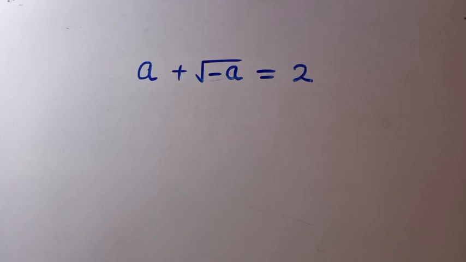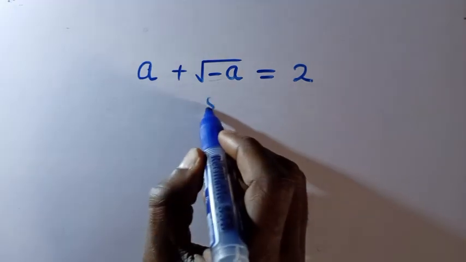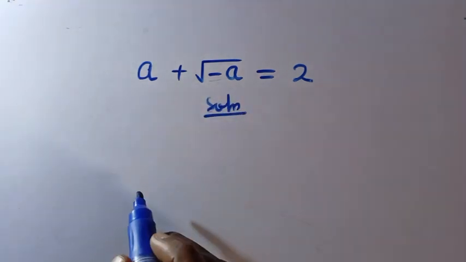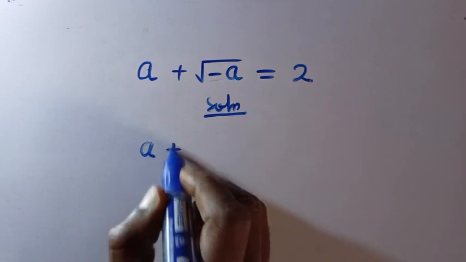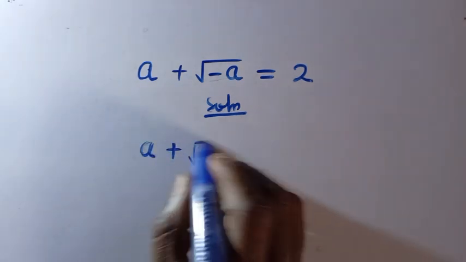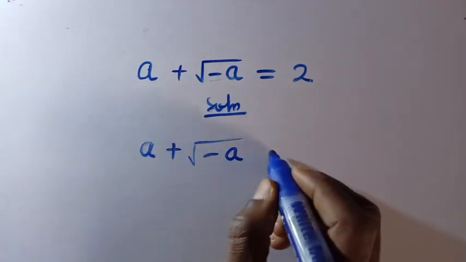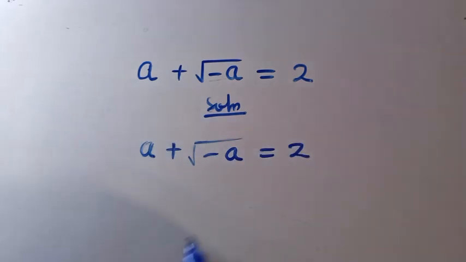How to solve these nice algebraic equations? We have a plus the square root of minus a equals 2. So we consider the solution from here. And from this given problem, we have a plus the square root of minus a equals 2. So here is the given question.